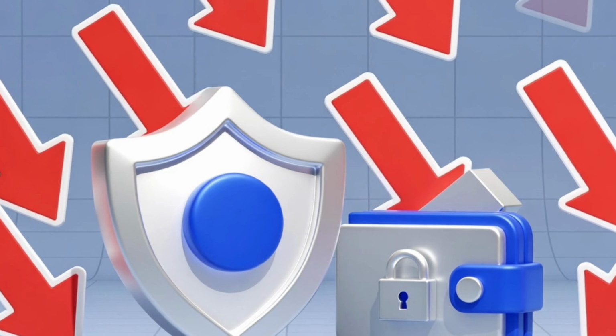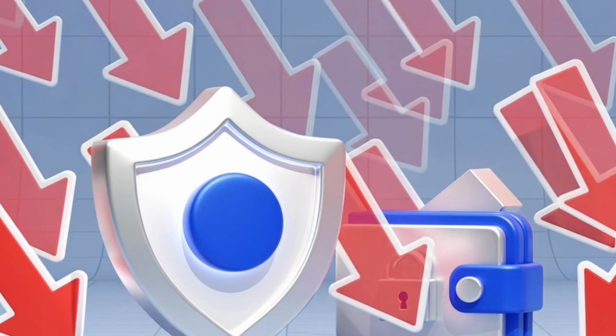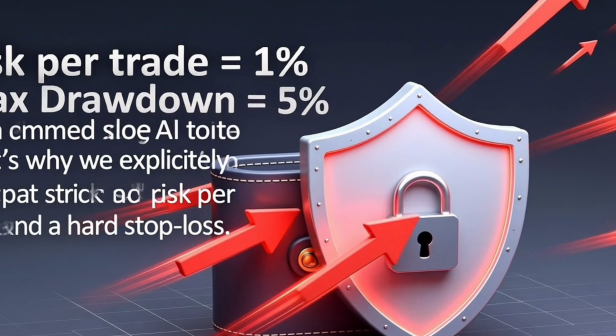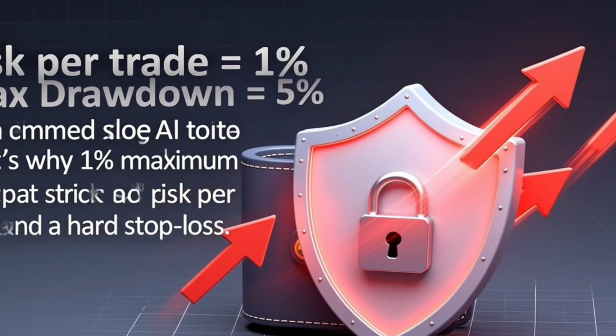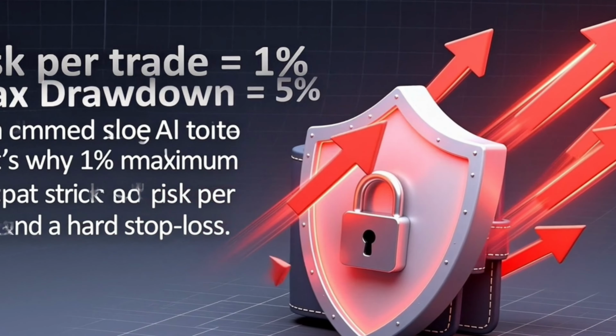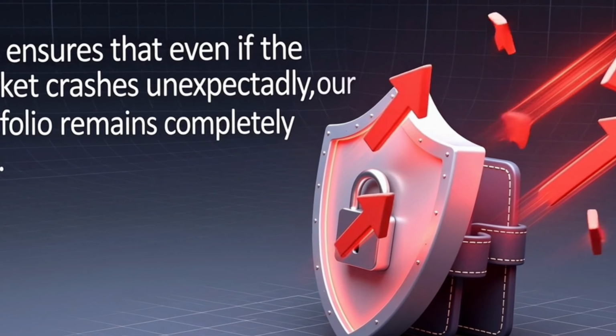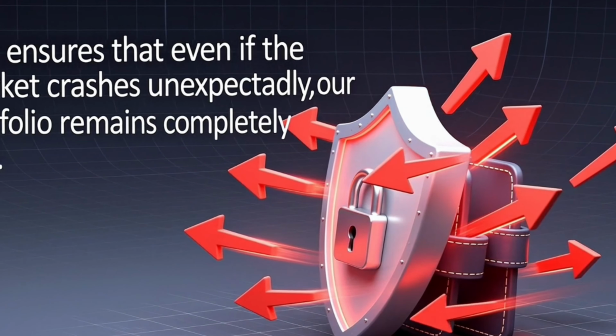Here is a warning that most YouTubers won't tell you. A bot without risk management is just a faster way to lose your money. That's why we explicitly programmed the AI to include a strict 1% maximum risk per trade and a hard stop loss. This ensures that even if the market crashes unexpectedly, our portfolio remains completely safe.